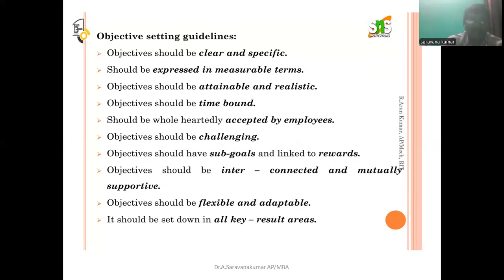Objectives should be clear and specific, expressed in measurable terms. Objectives should be attainable and realistic. Objectives should be time bound, so within the duration to complete the work, and should be wholeheartedly accepted by employees. Objectives should be challenging. Objectives should have sub goals and be linked to rewards. Objectives should be interconnected and mutually supportive. Objectives should be flexible and adaptable. They should be set down in all key result areas. So these are the objective setting guidelines.